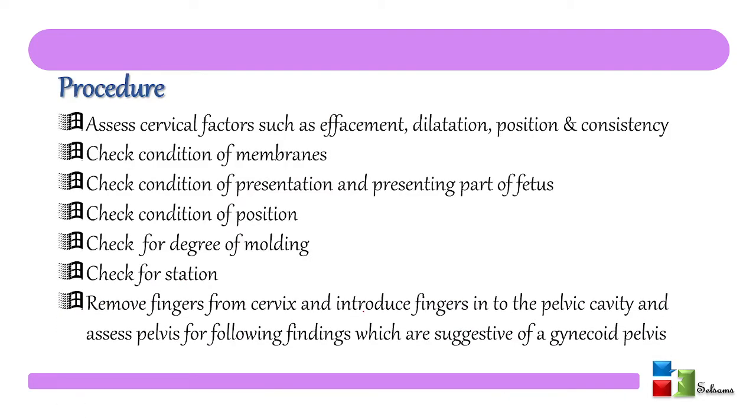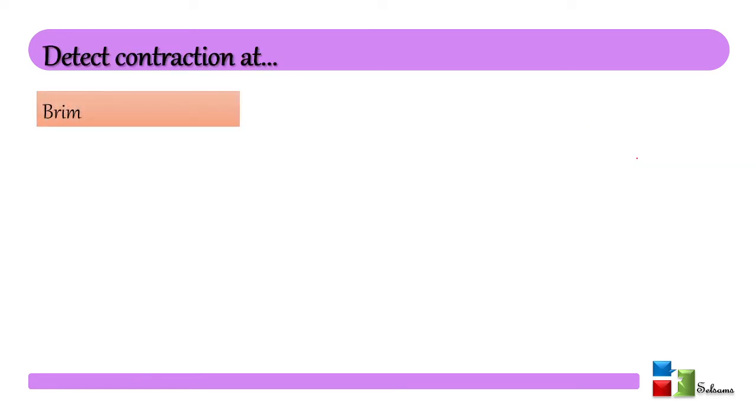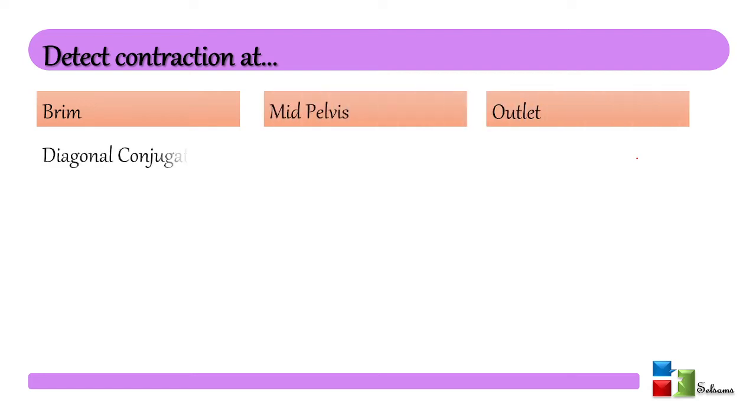Remove the fingers from the cervix and introduce them into the pelvic cavity, to identify whether it is a gynecoid pelvis or female pelvis. So how will you detect? Detect any contracted pelvis. If the pelvis has been contracted, the fetal head will be somewhat overlapped like this. That's why you need to check whether the pelvis is adequate. You have to check it from the brim, the top of the pelvis, mid pelvis, and the outlet.